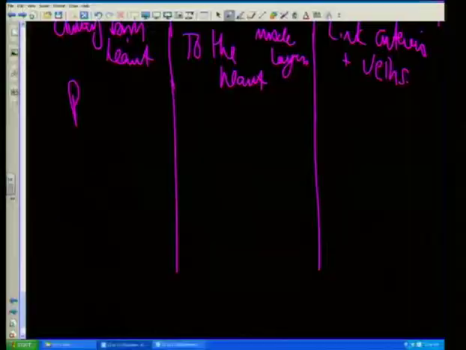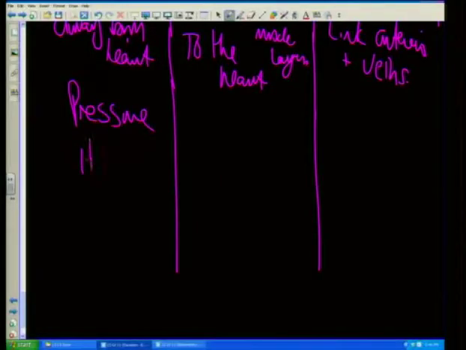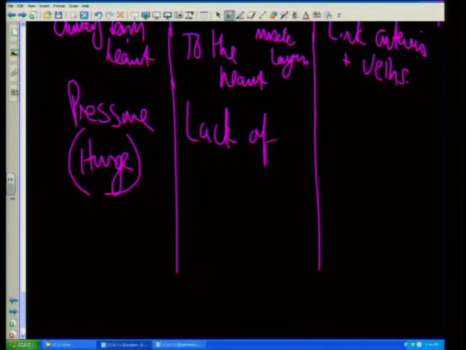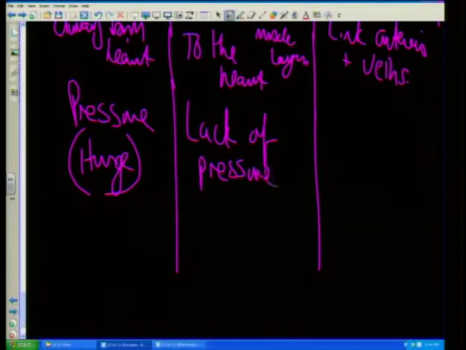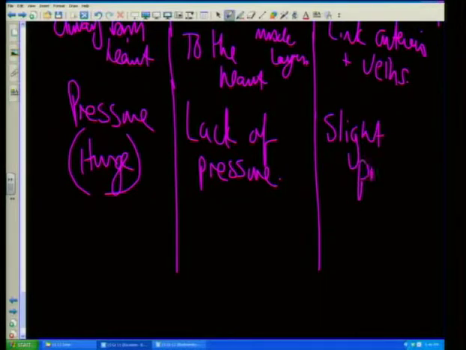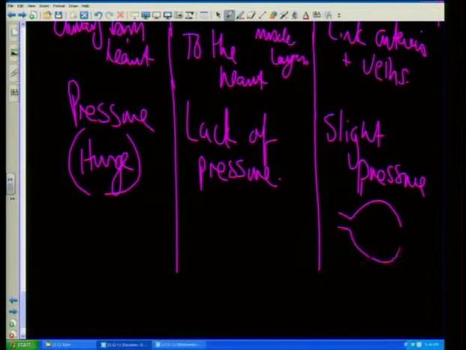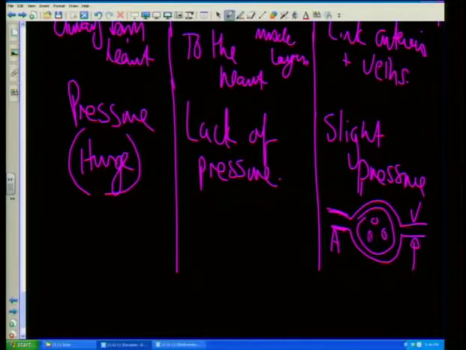With arteries, there's always pressure. So there's huge pressure. Veins, there is a lack of pressure. And in capillaries, there's slight pressure. And it will only be slight pressure as the arteries are now going into arterioles, which then go into your capillary network. That's your venule side, that's your arterial side. It's always slightly larger, and it creates pressure, and your little cells will be in between here.